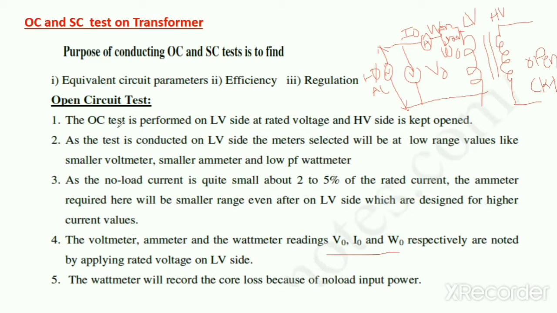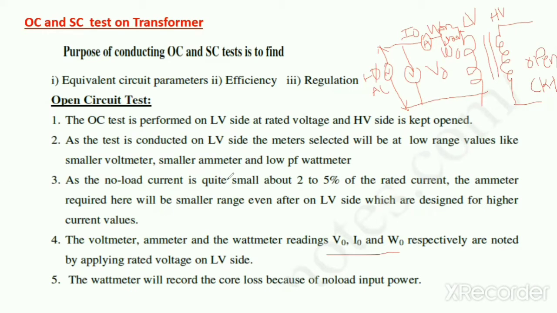Therefore, the OC test is performed on the LV side, that is the low voltage side at rated voltage, and the HV side is kept open. As the test is conducted on the LV side, the meters selected will be of low range values, that is a smaller voltmeter, a smaller ammeter, and a low power factor wattmeter, that is LPF.